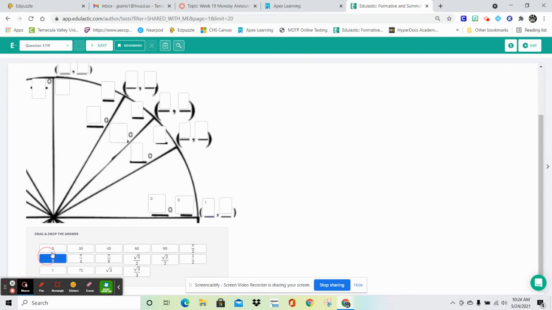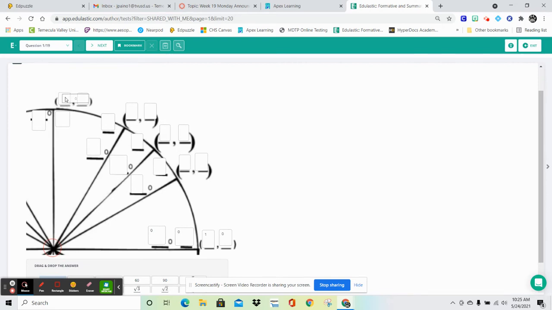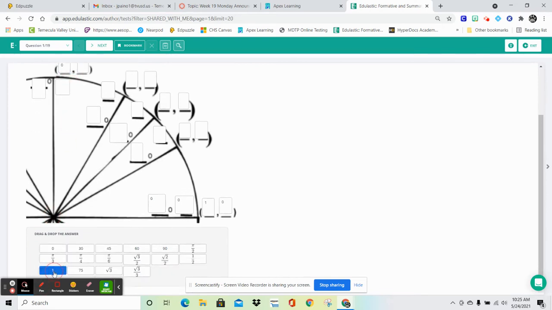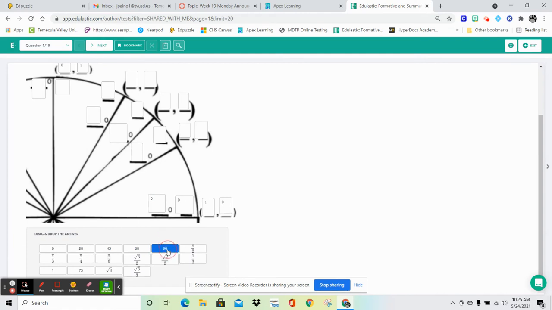Goes in there. All right, so that's an easy point. Another easy point is the one on the y-axis. That's going to be the point 0, 1. And the y-axis will be 90 degrees, and that's at pi halves.